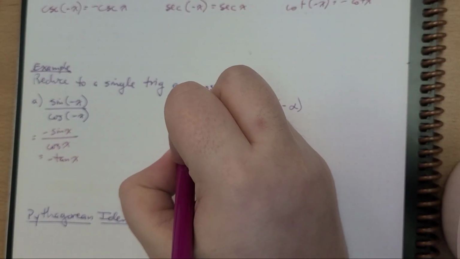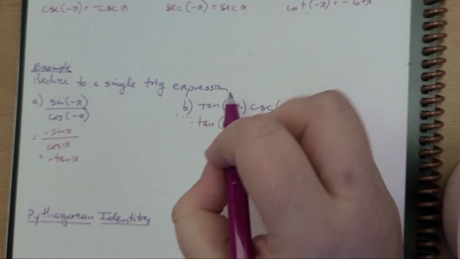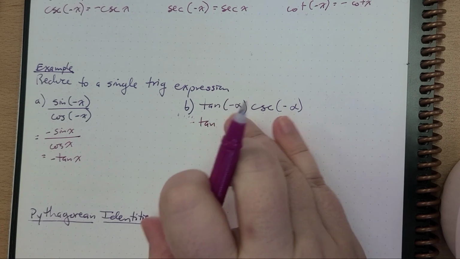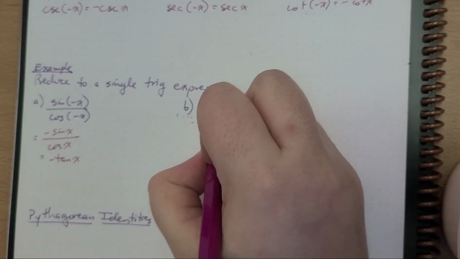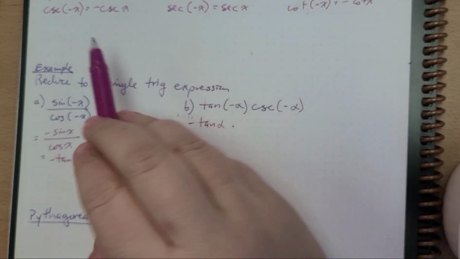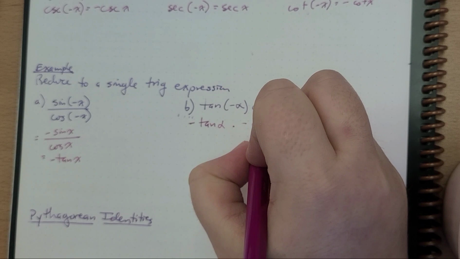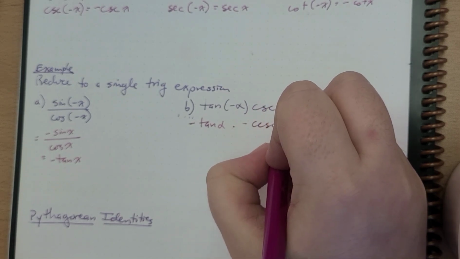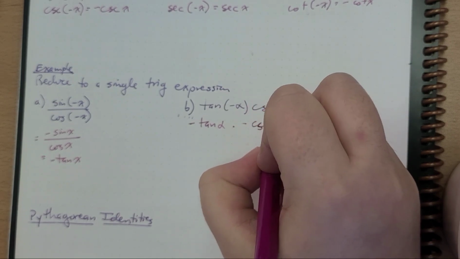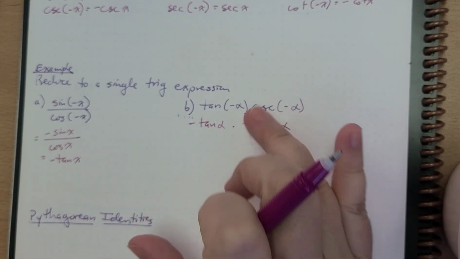Here we have tangent of negative alpha and cosecant of negative alpha. Well, that's going to become a negative tangent of alpha. I'm going to take that out of parentheses. We don't need that. Negative tangent of alpha times cosecant is negative since it goes with sine. So this is times a negative cosecant of alpha.